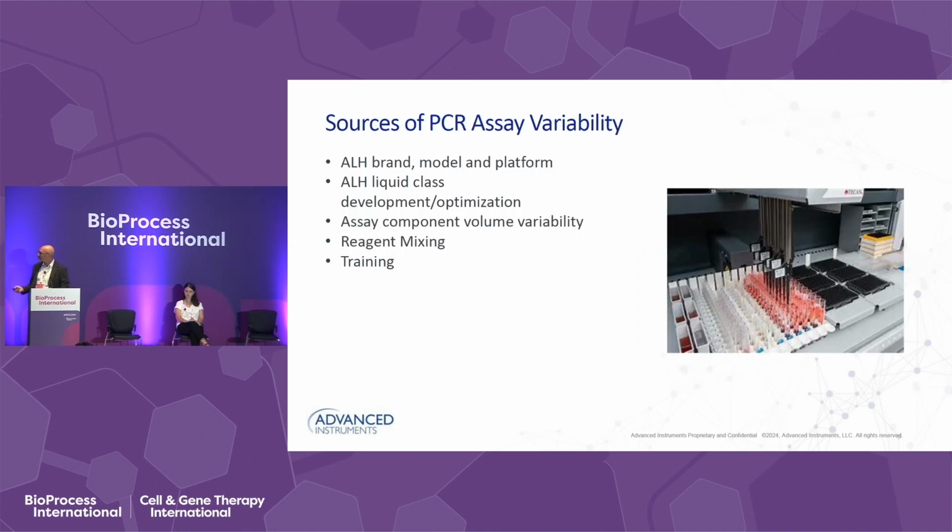Okay, so now we'll skip there. Some other sources of PCR variability are the ALH brand, model, and platform. We already talked about the liquid class. We're going to talk about assay component volume variability, and then a little bit about training as well. So let's quickly talk about the ALH brand.